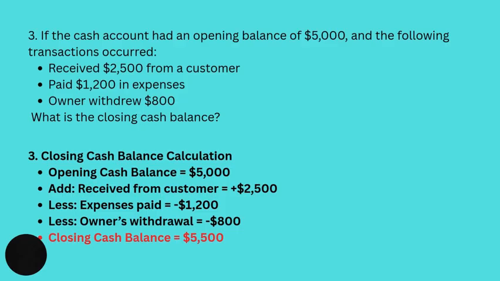Next, we need to consider the expenses. We paid $1,200, which reduces our cash. Additionally, the owner withdrew $800. That's another deduction from our cash. So, putting this all together, our closing cash balance stands at $5,500. This calculation not only reflects our cash inflows and outflows, but is crucial for maintaining a healthy cash flow.